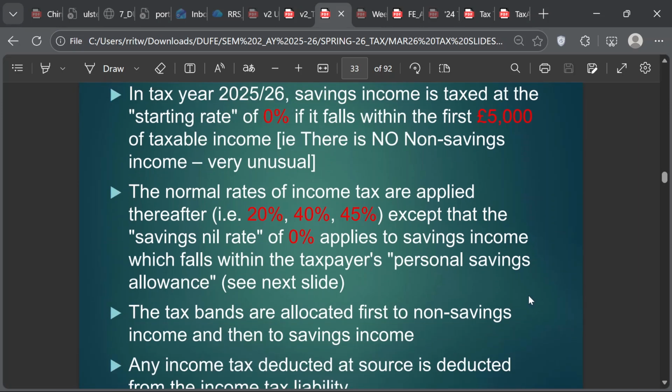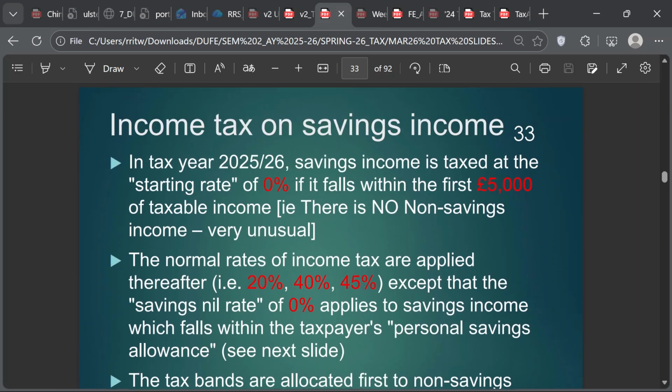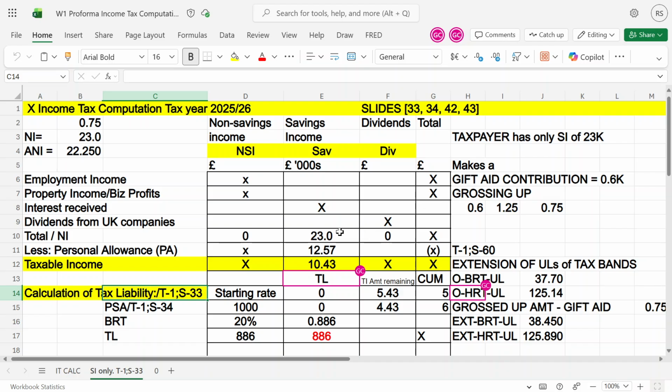How to apply the starting rate of tax on savings income when there is no NSI. When there is no NSI and there is 5,000 of savings income, the first 5,000 of savings income, because that's all there is in taxable income, gets taxed at 0%. Is this clear now? So it will only happen when NSI is 0.